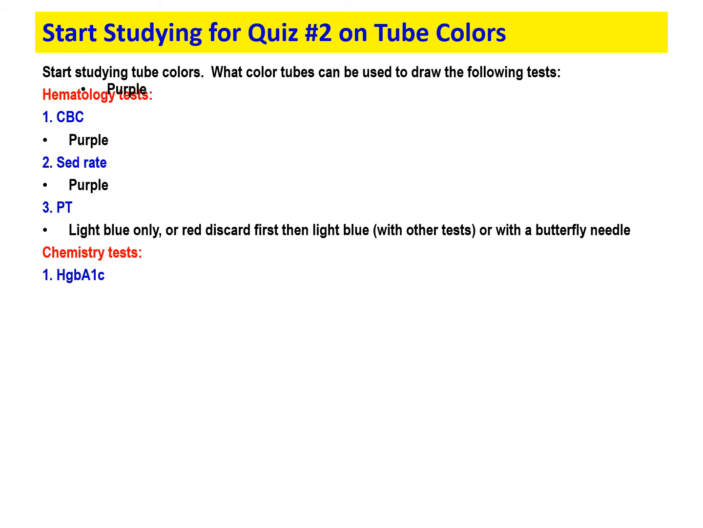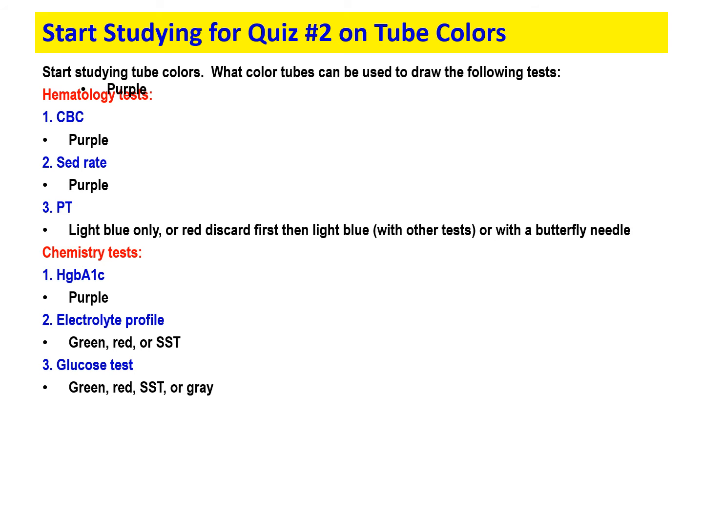Hemoglobin A1C is a chemistry test. Pause it and see if you can guess, or see if you have studied well enough to know what tube a hemoglobin A1C is drawn in. What about the electrolyte profile? A glucose test. And as you'll see, the electrolyte profile has the green, the red, or the SST. The glucose test has the green, the red, the SST, or the gray.